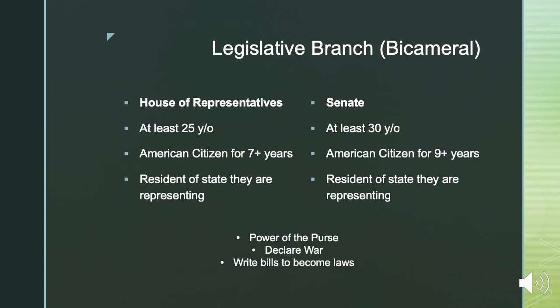The legislative branch also has the power to declare war. This is a really common misconception in government classes, that people will believe that the president actually declares war, but that power actually belongs to the legislative branch, not the executive branch.